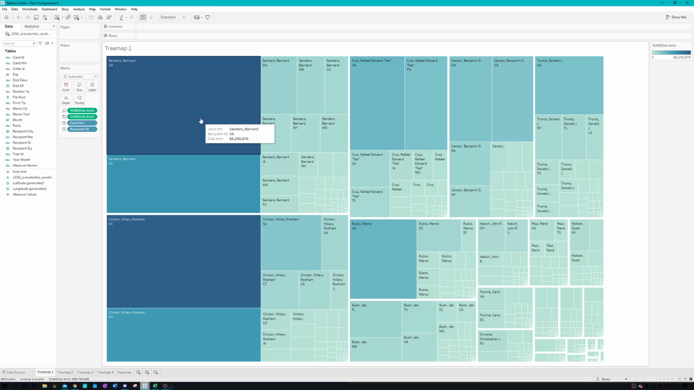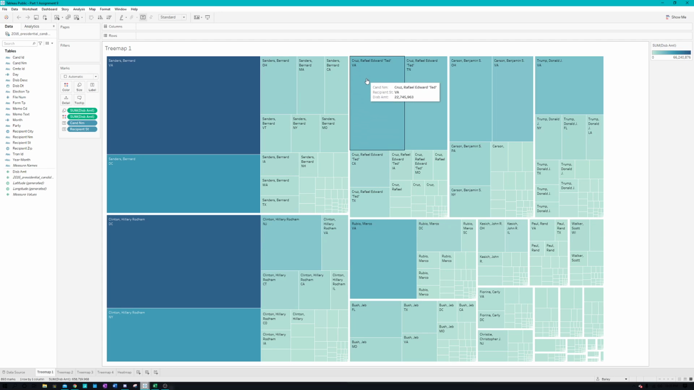So here in our first tree map, we distributed the candidates' expenditures within various states. We can see that the highest spending candidate was Bernie Sanders, and he spent most of his funds within Virginia, and then the second most was DC. DC was the most for Hillary Clinton, who was the second most spendy candidate, and her second most expenditures were found in New York.